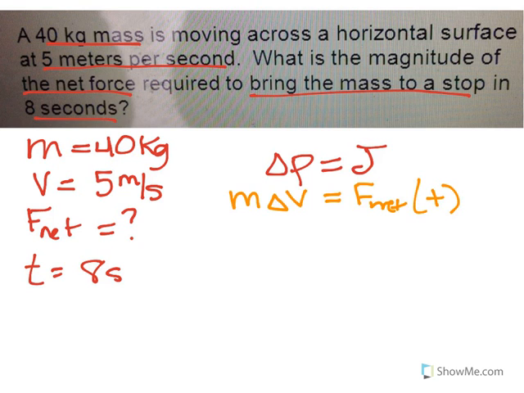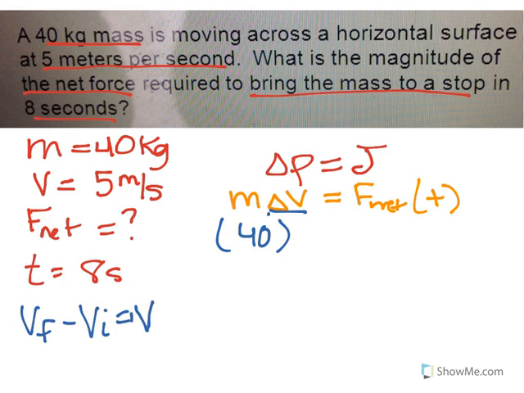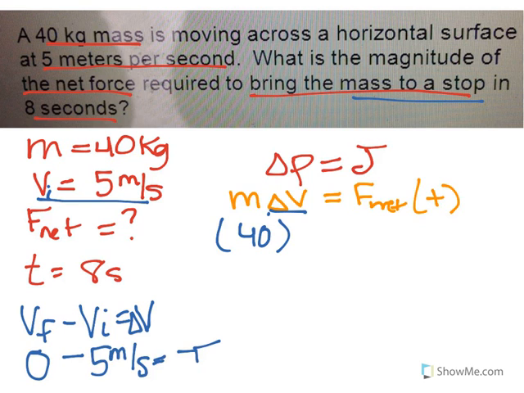Now let's go ahead and plug in what we know. We know the mass is 40 kilograms. Now we need this change in V, and like Mr. Jones said, it's VF minus VI. We know our VF, our V final, to be stopping, so we can say that that is 0. And our initial velocity was what we wrote down earlier. It's the 5 meters per second. So we can write down that our change in velocity is -5. So up here we can plug in -5. Our force is what we're trying to find, and our time is 8 seconds.